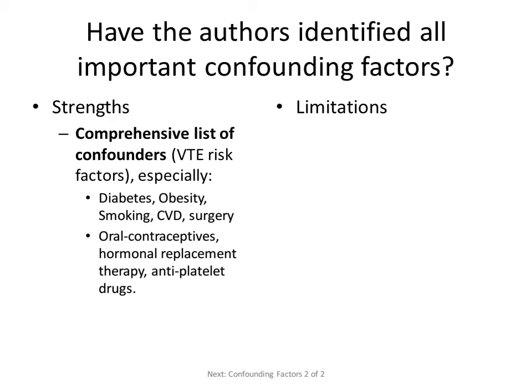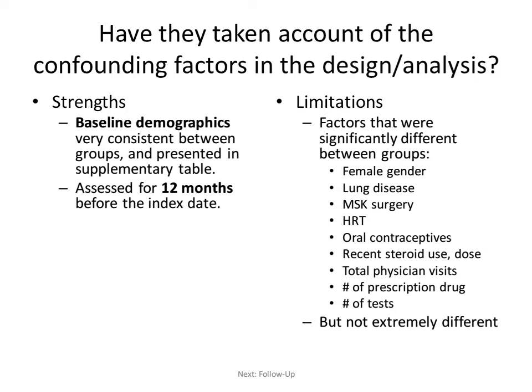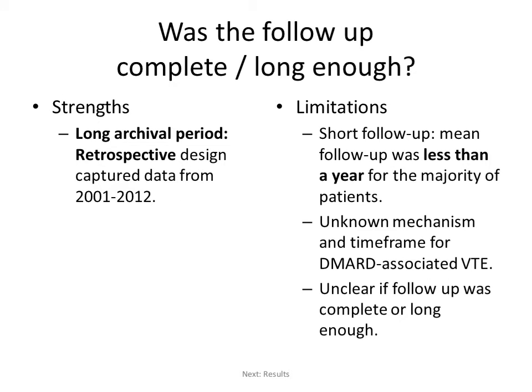To give praise where praise is due, a major strength of the article was how comprehensive the list of confounders was in Table 1. Baseline demographics were very consistent across the 3 groups, and the ones that were statistically different were highlighted. Even then, you can see that they were not extremely different. It was difficult to tell if follow-up was long enough because we don't know the pathophysiology of how a DMARD can lead to a clot.